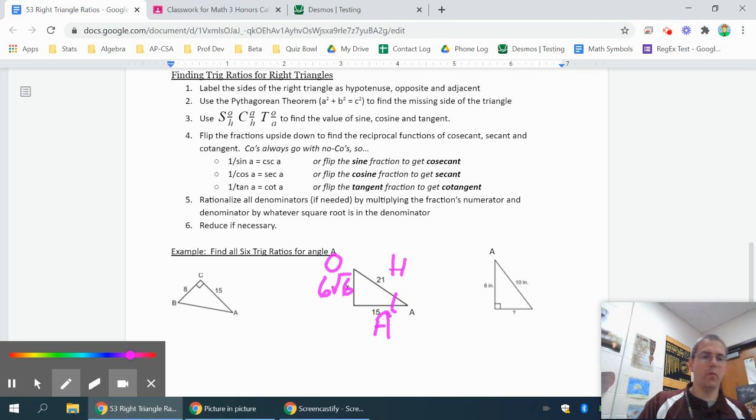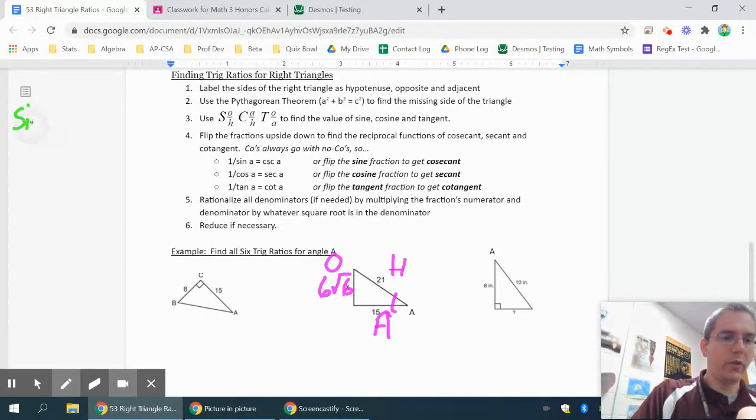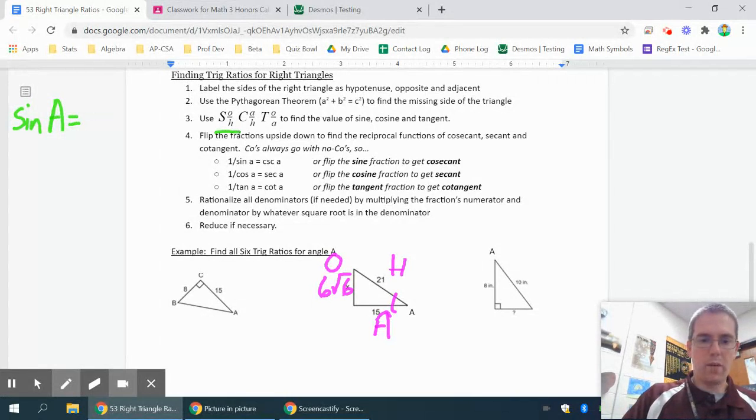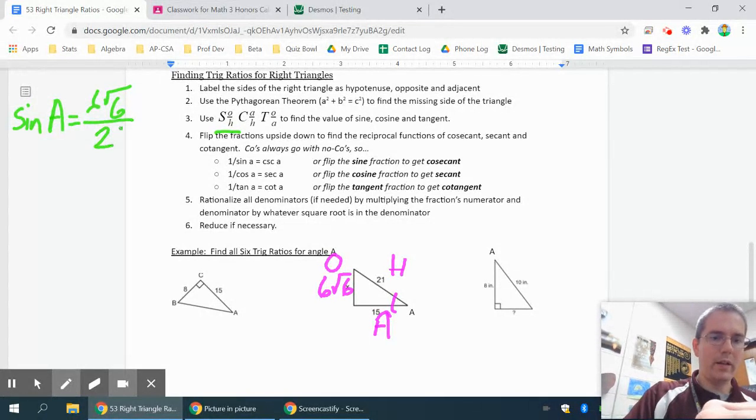Okay, if you didn't watch the first part of the video, I'd go back and do that because we were able to label that middle triangle, and then we were able to find out that that opposite leg was 6 root 6. Now that we know that, we're ready to do sine, cosine, and tangent. We'll start with sine. Sine of angle A is opposite over hypotenuse. So in this case, opposite is 6 root 6. Hypotenuse is 21. I might need to reduce that, but I usually wait and reduce everything I need to at the end.